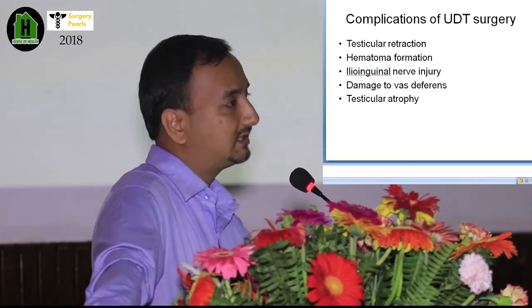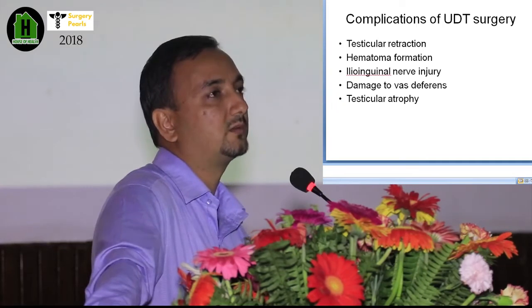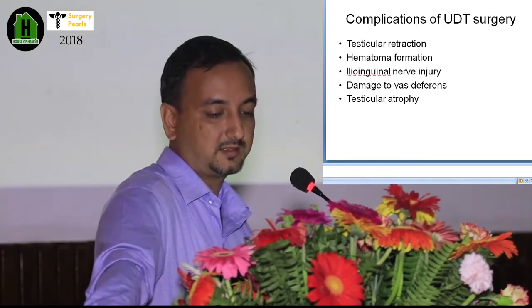So the complications of an undescended testis surgery would be testicular retraction. This is one of the most common complications of undescended testis surgery. The hematoma formation is the other. Ilioinguinal nerve injury, damage to the vas deferens. This is the thing that patients are most dreaded about. And then the most dreadful complication would be testicular atrophy.